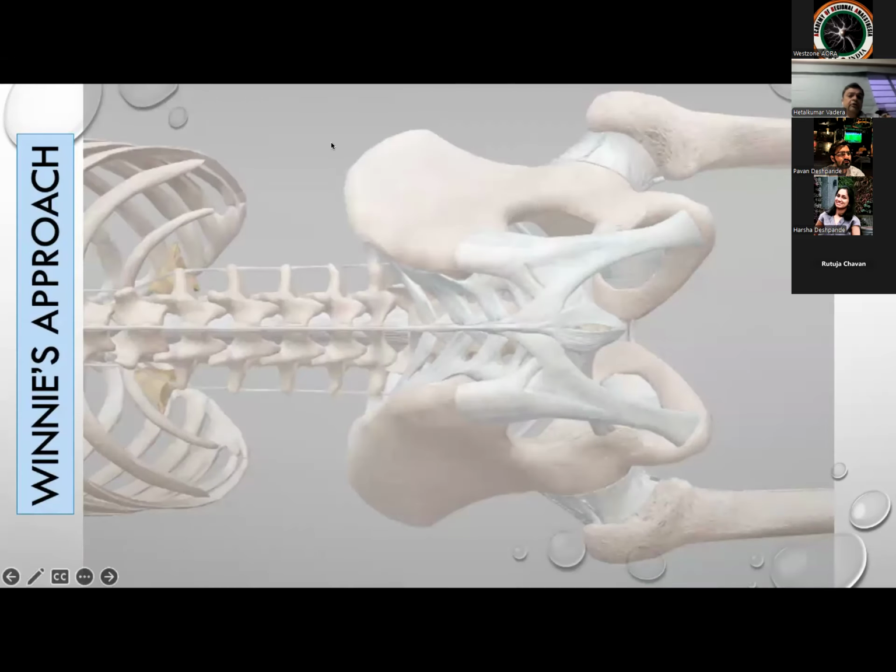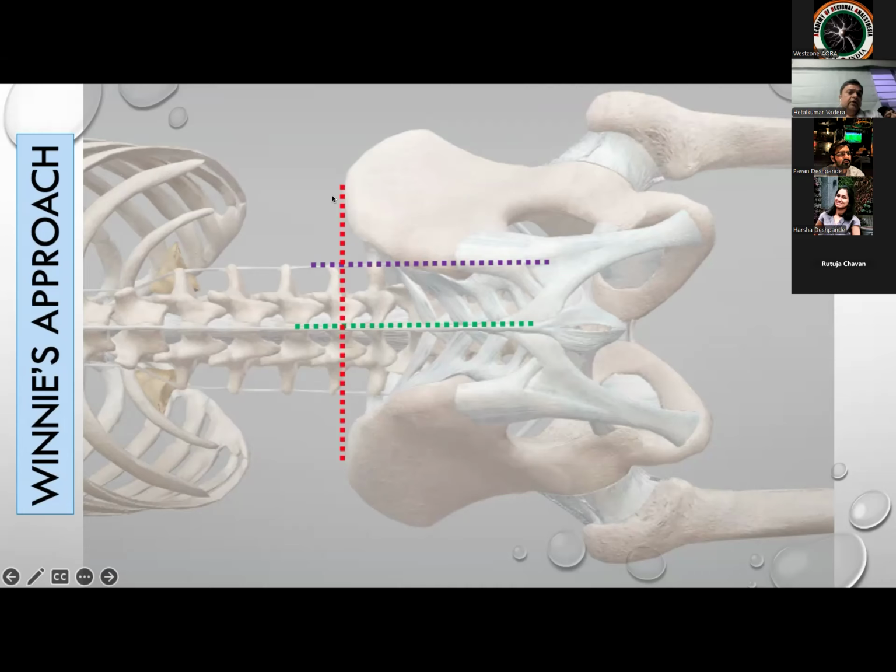So when we are talking of Winnie's approach, you have to draw a line through the spinous processes of L2, L3 and L4. So it is in the midline. You have to draw a line parallel to it, not 4 centimeter lateral. It is a different approach. You have to draw a line through the posterior superior iliac spine. Then you draw the Tuffier's line at the highest point of the iliac crest. You join it, and this is your needle insertion point.